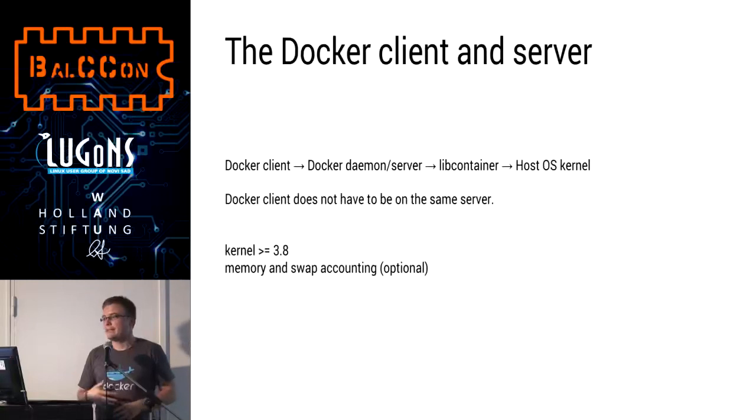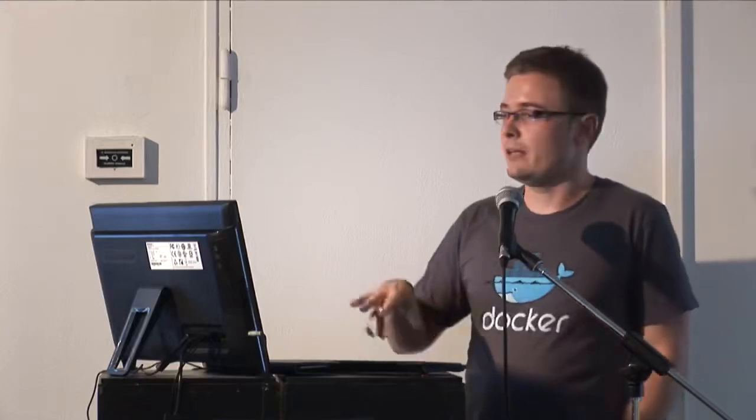The Docker client communicates with the Docker daemon or server, which can be on a different machine. The Docker client can access the Docker daemon or server remotely via API, which then communicates with libcontainer, which is a layer above the host OS kernel, the Linux kernel.